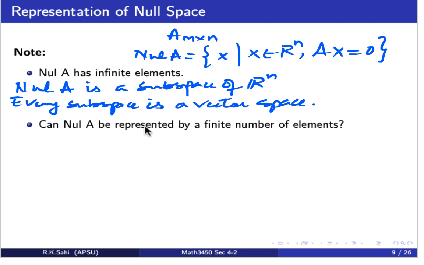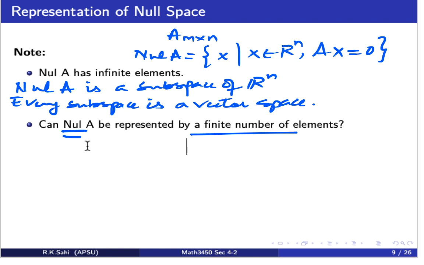So the next question is, as this set has infinite elements, can we represent this set by a fewer number of elements? And even when we do so, when we take linear combinations of those fewer elements, we automatically get the whole space. That means we get all those possible infinite elements. So those fewer elements control everything. And the question is, can we represent this null space by a finite number of elements? And yes, it is possible.